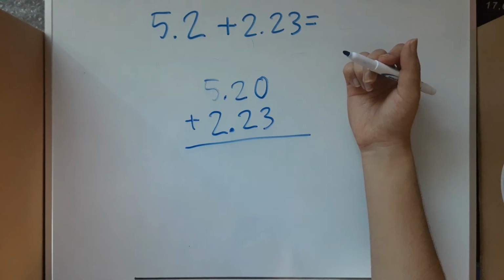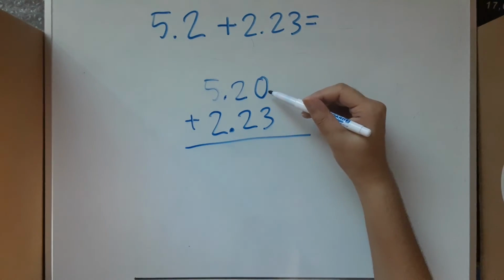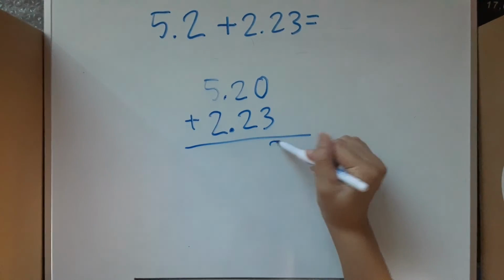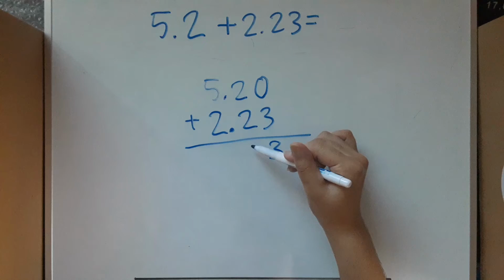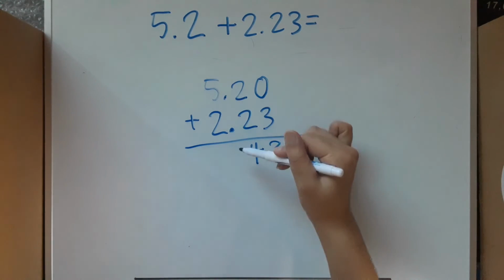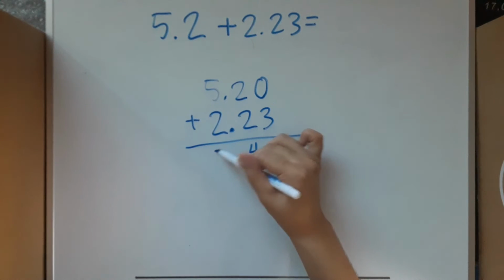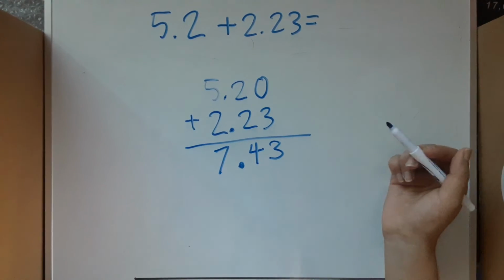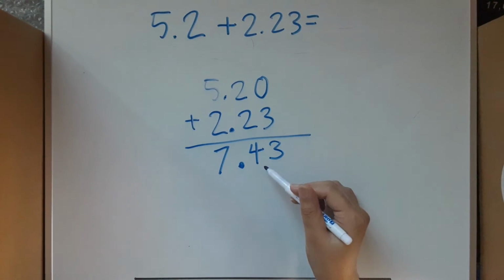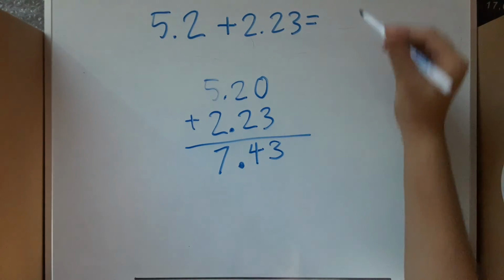So, if you have an empty spot like this, you can write in a 0 and still have it mean the same thing. So, 0 plus 3 is 3. 2 plus 2 is 4. We bring down the decimal. 5 plus 2 is 7. And our answer is 7 and 43/100.